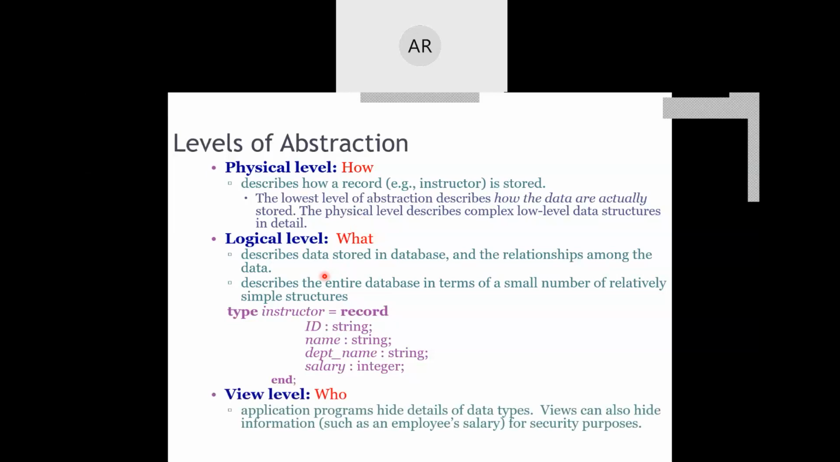The next level is the view level. The view level hides the data based on who is viewing that particular data. For example, if a student logs in and sees a result, he or she will be able to see only that particular student's result. Whereas if a faculty member logs in, the faculty will be able to see the performance of all the students in that faculty's subject. So there are three levels of abstraction. The first is physical, the second is logical, and the third is view level.